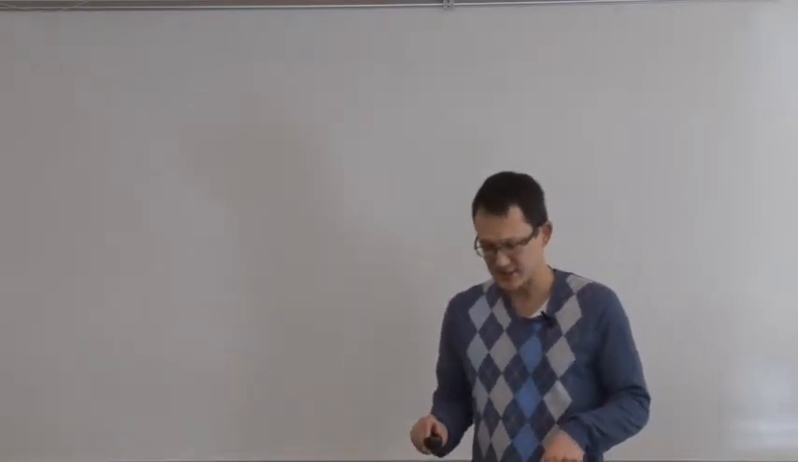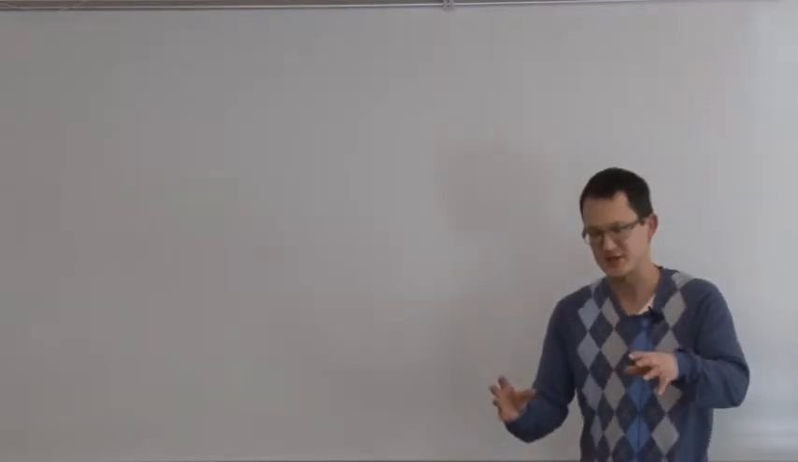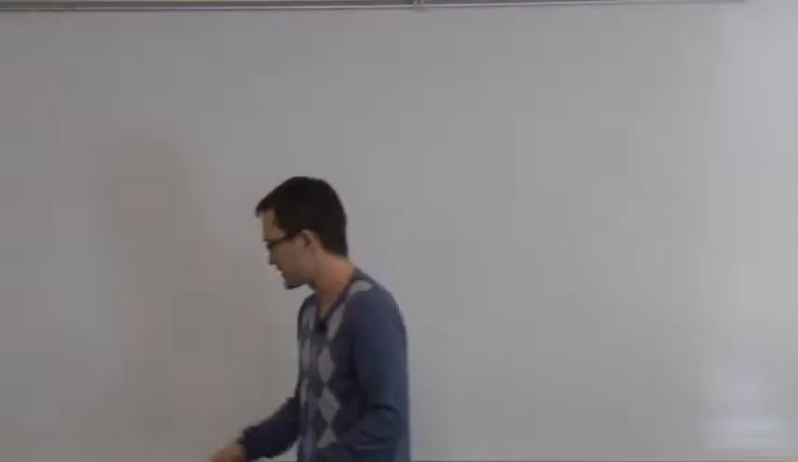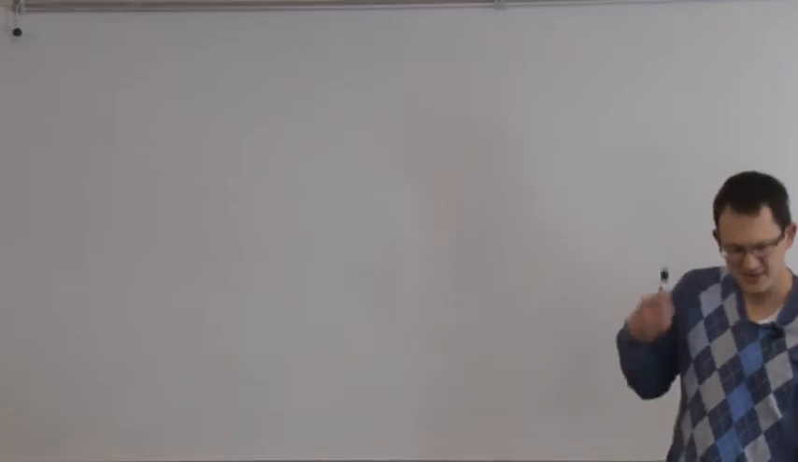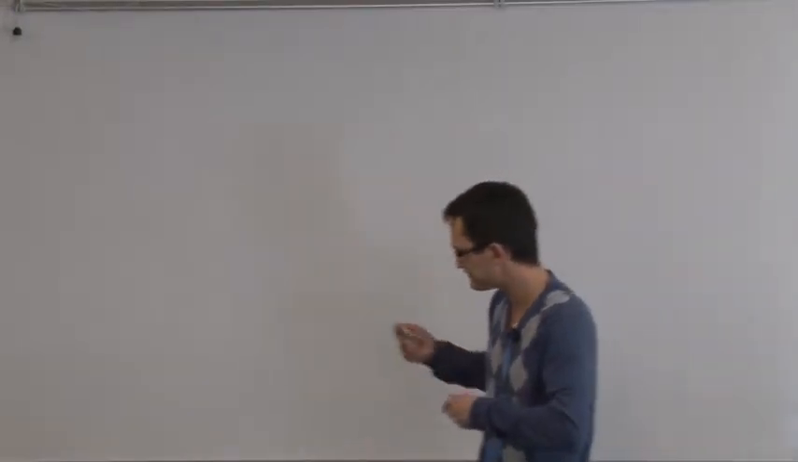So the next slide I'm going to show is the scary one, the mathematical definition of a function. I'm going to read this here. This says, a function is a correspondence between two sets such that for each element in the first set, there is precisely one corresponding element in the second set. So I'm going to give a diagram of this. Now, the first time we see something like this, we tend to think it's just nonsense. Like, what does this definition mean?